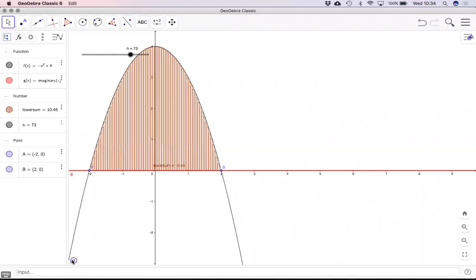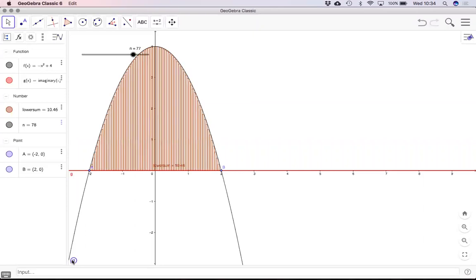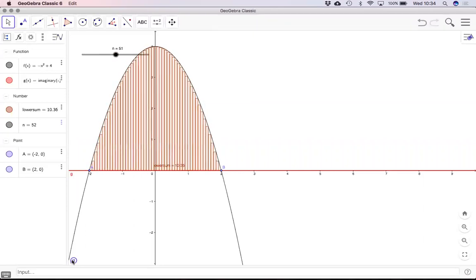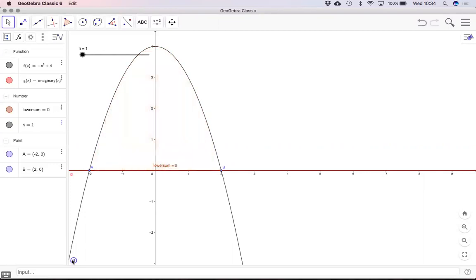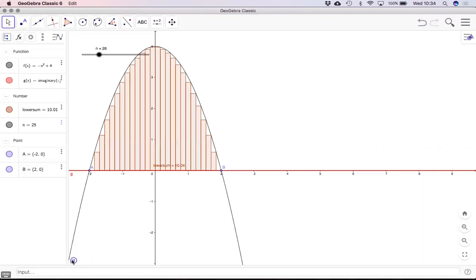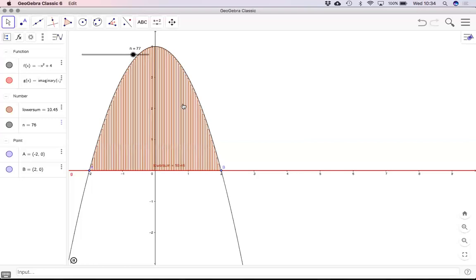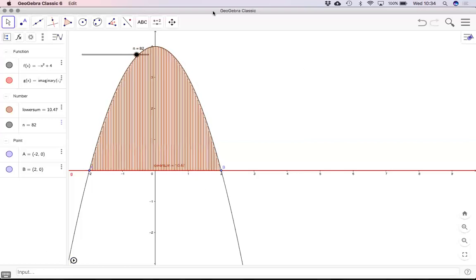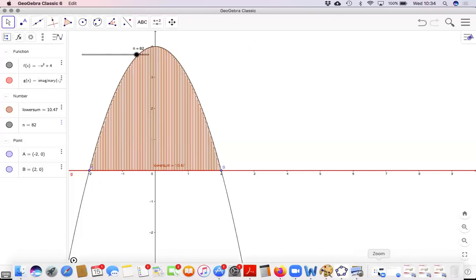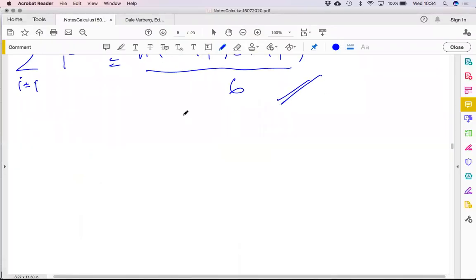The question is how many rectangles do we need to add? The answer to that question is we use as many rectangles as possible. Therefore, we take the limit of the number of rectangles to infinity. So I will go back again to the slide. Okay, so how many rectangles?